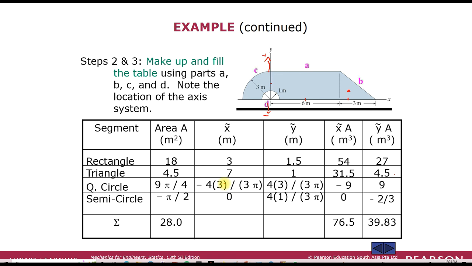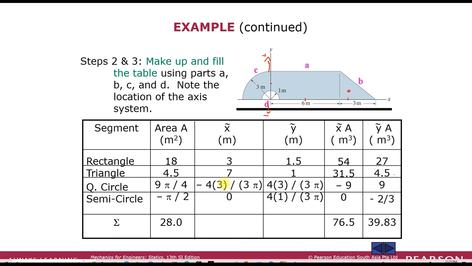Next, for the semicircle, because it's a hole, we just consider it negative. We just want to remove it. So because the area for the circle is pi r squared over 2, and since r is just 1 meter, we put in the value as minus pi over 2, indicating it's a hole, we want to remove it.